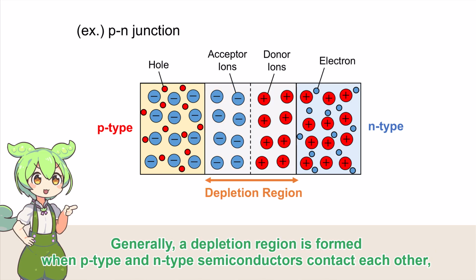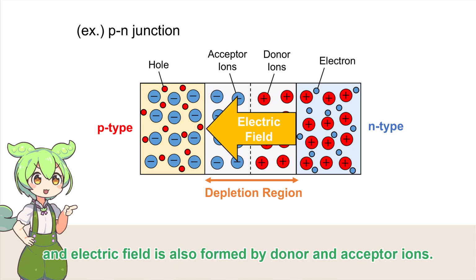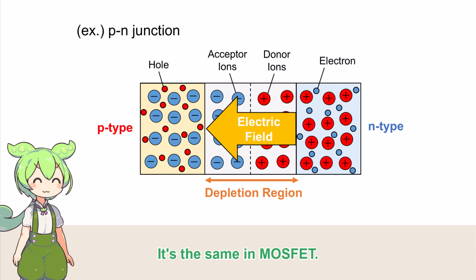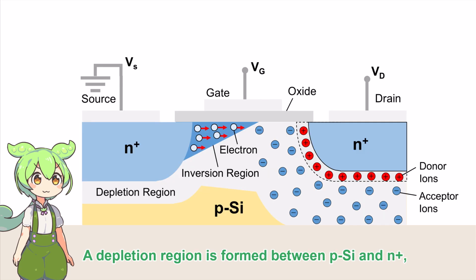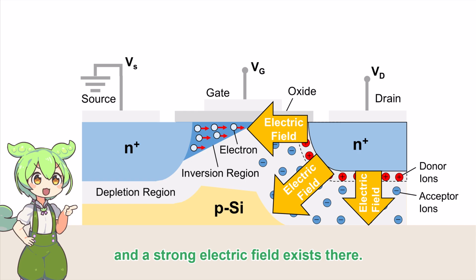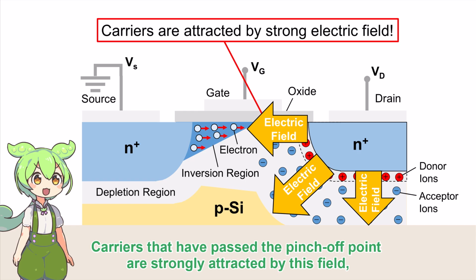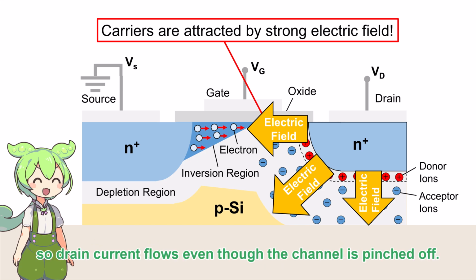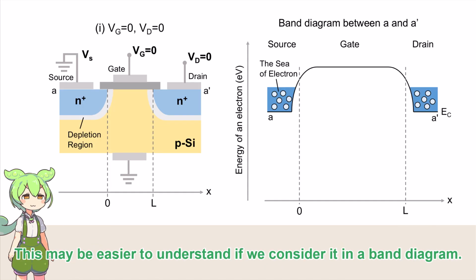Generally, a depletion region is formed when p-type and n-type semiconductors contact each other. And an electric field is also formed by donor and acceptor ions. It's the same in MOSFET. A depletion region is formed between p-silicon and n+, and a strong electric field exists there. Carriers that have passed the pinch-off point are strongly attracted by this field, so drain current flows even though the channel is pinched off. This may be easier to understand if we consider it in a band diagram.